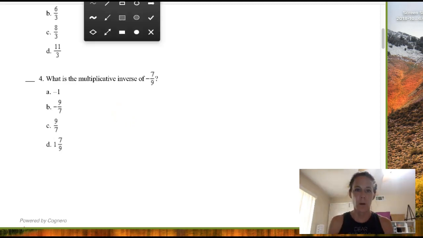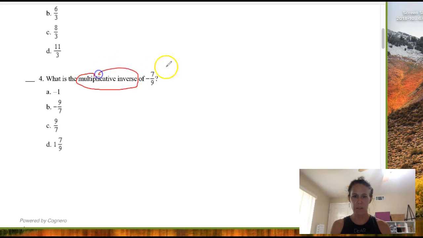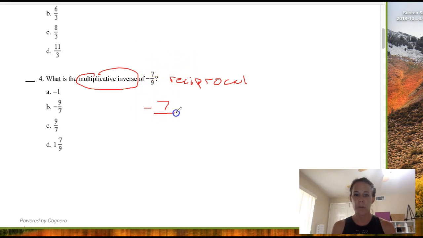Okay, number 4 asks us, what is the multiplicative inverse of -7 over 9? Now this word looks so fancy, but all it means is reciprocal. And reciprocal is another fancy word just to say flip it. If it's negative, it stays negative. So the reciprocal of -7 over 9 would be -9 over 7. And the whole point of the reciprocal is when I multiply it straight across, I get 1.